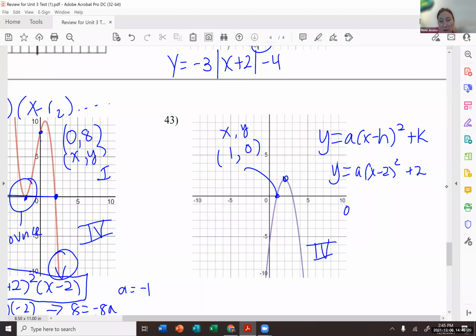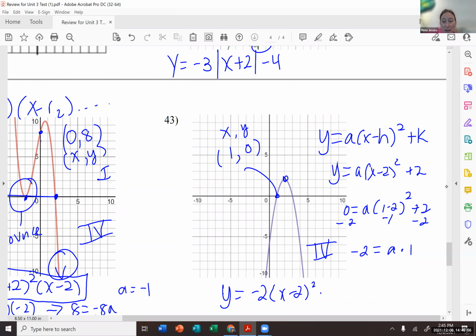So that's going to be 0 is equal to a times 1 minus 2 squared plus 2. So solving for a, I'm going to subtract 2. -2 is equal to a times 1 minus 2 is -1. When I square that, I just get 1. So a is equal to -2. So this problem has a lot of 2's in it. y equals -2 times x minus 2 squared plus 2. Right on.